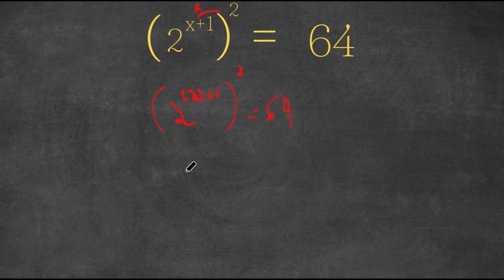2 plus 1 is 3, so we have (2 to the power of 3) squared equals 64. And 2 to the power of 3 is 8, so we have 8 squared equals 64. And what is 8 squared? 64. So 64 does in fact equal 64, meaning x equals 2. And this is right.